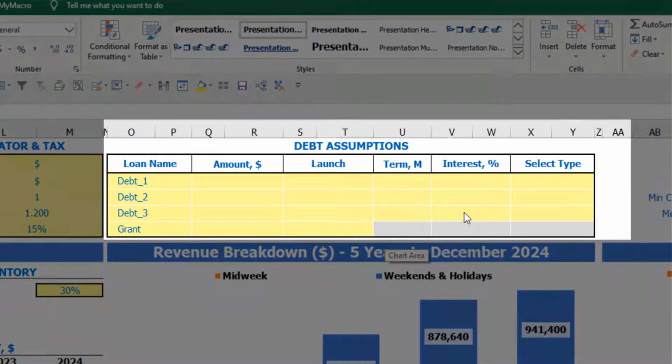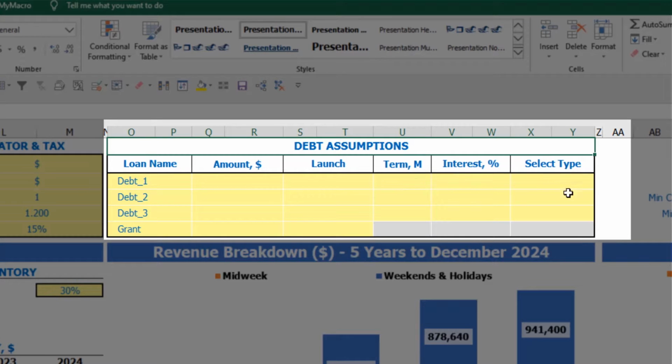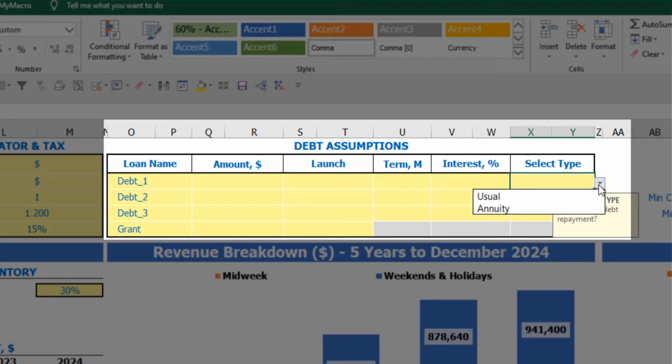Also on the top of the dashboard you have debt assumptions. Let me show you how it works. For each debt you are able to select the debt type. There are two debt types in the model, annuity and usual. Annuity means that each monthly payment, which consists of your debt repayment plus interest expenses, will be equal each month. In case you select usual, your main debt repayments will be equal parts and interest will be just interest on the debt's closing balance.